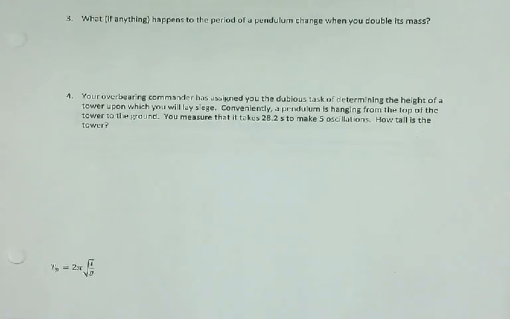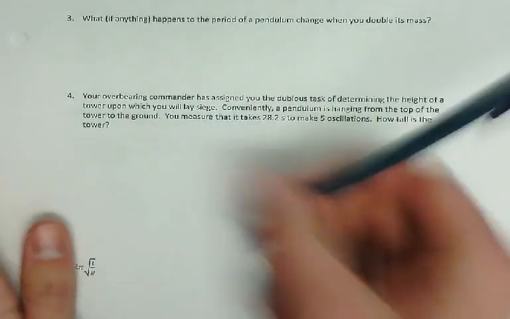All right, your overbearing commander has assigned you the dubious task of determining the height of a tower upon which you will lay siege. Conveniently, the pendulum is hanging from the top of the tower to the ground. You measure that it takes 28.2 seconds to make 5 oscillations. How tall is the tower? In other words, how long is the string?